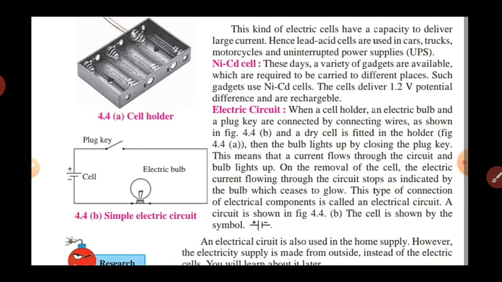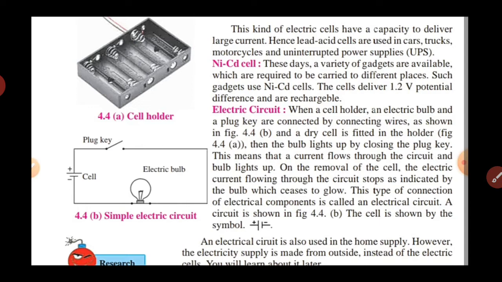So these days a variety of gadgets are available which are required to be carried to different places. Some gadgets or electric devices are very important to our day-to-day life, like our power bank. Also we charge our mobile phones. So for these devices or instruments, we require the electric current, and we have to carry such gadgets from one place to another place. So in such gadgets, these cells are used, that is NiCd cell. Ni means nickel and Cd means cadmium. So these are the nickel cadmium cells.